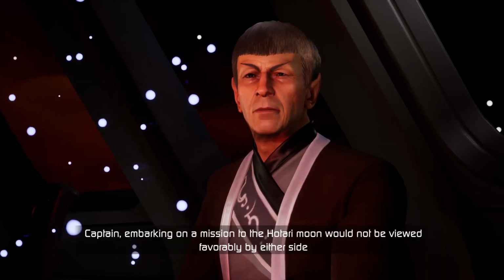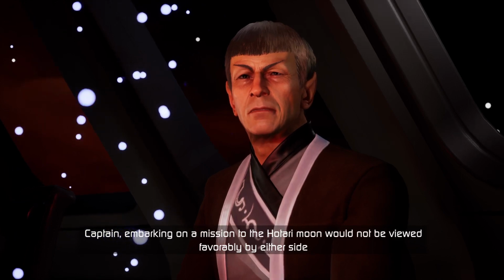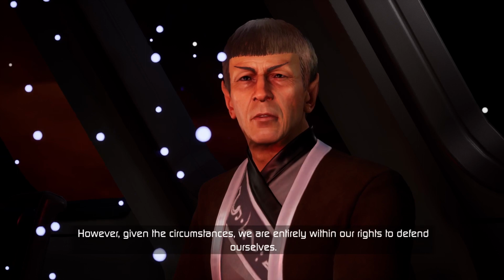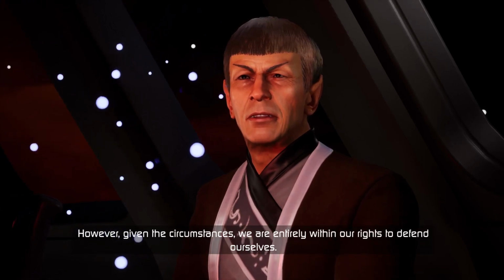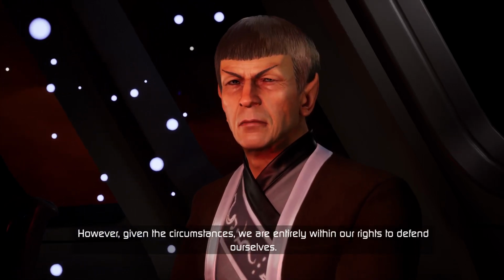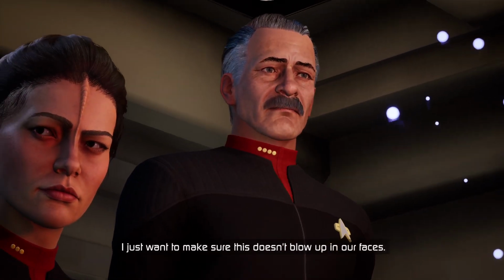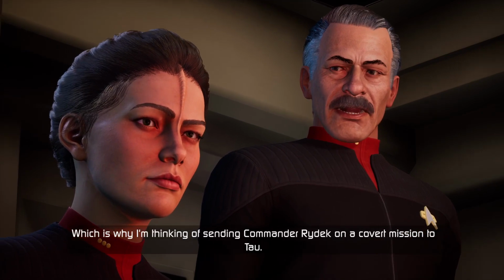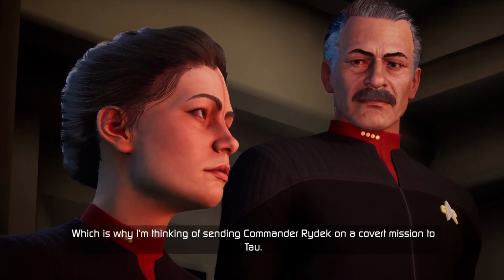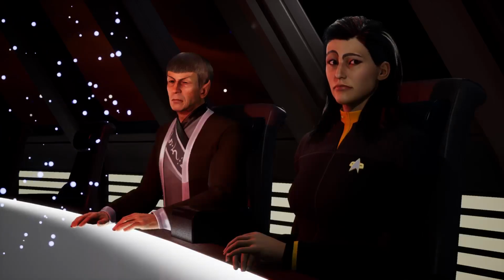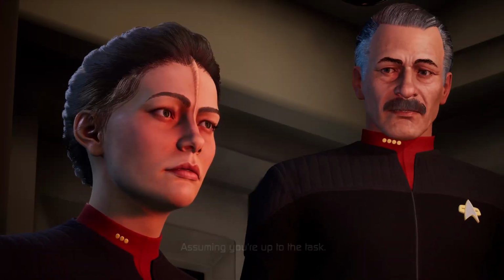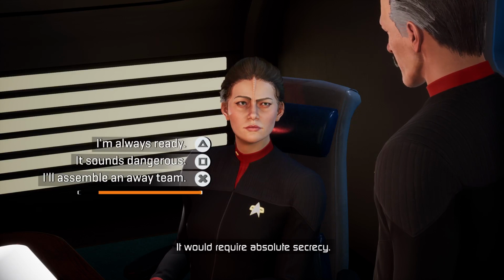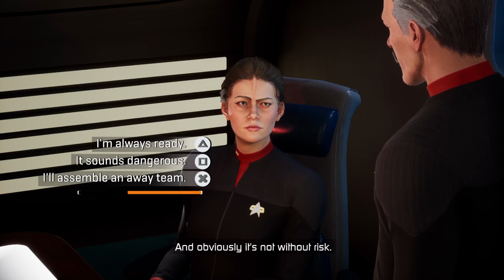Captain, embarking on a mission to the Hotari moon would not be viewed favorably by either side. However, given the circumstances, we are entirely within our rights to defend ourselves. I just want to make sure this doesn't blow up in our faces. Which is why I'm thinking of sending Commander Rydek on a covert mission to Tau. Assuming you're up to the task. It would require absolute secrecy. Obviously, it's not without risk.